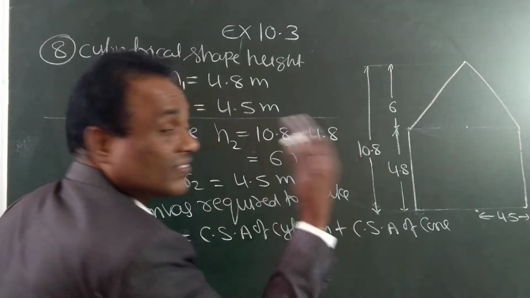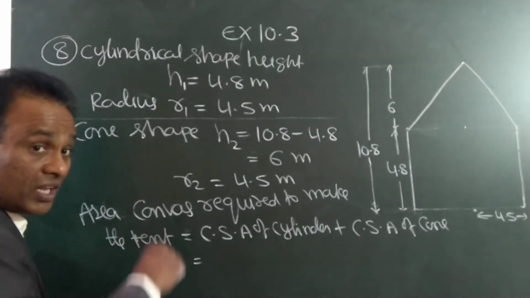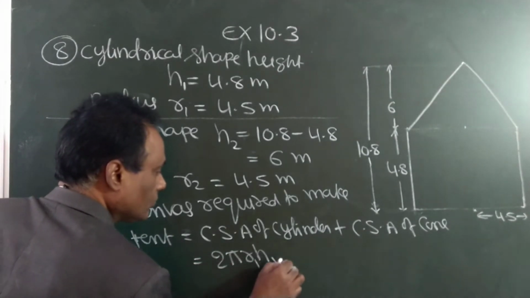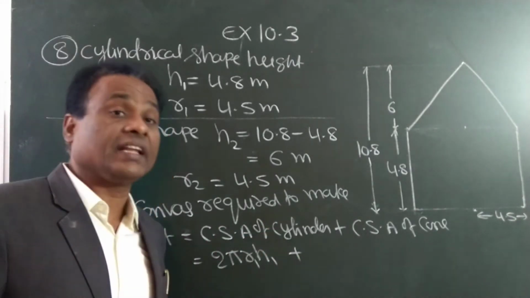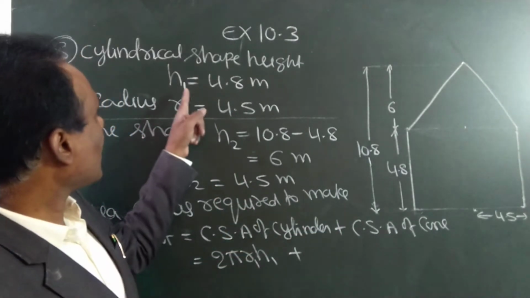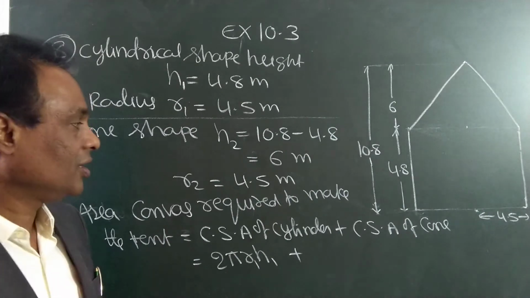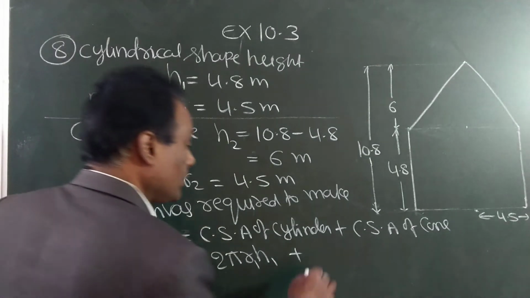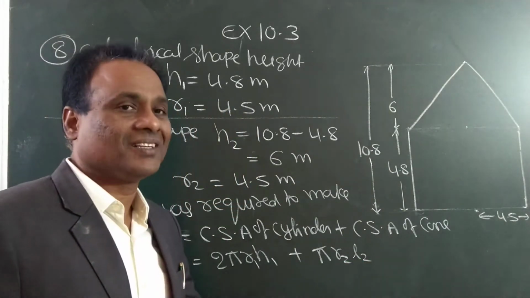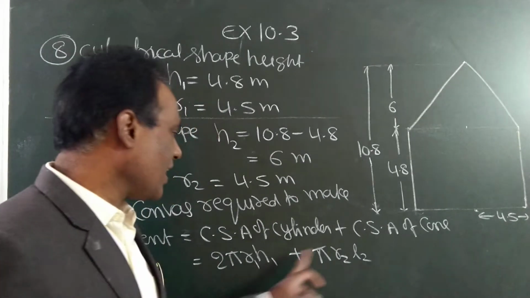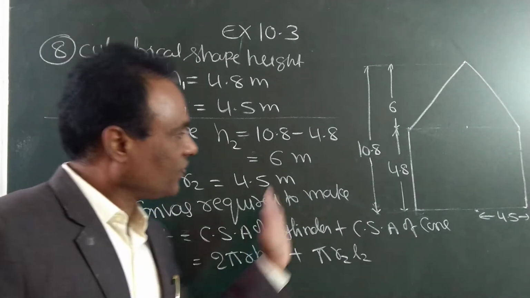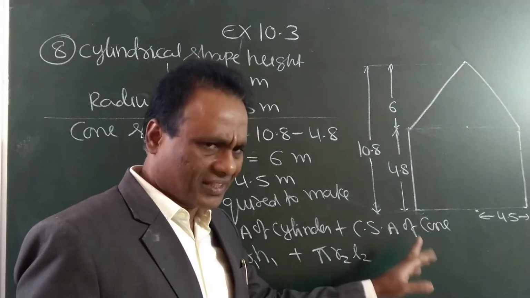What is the curved surface area of the cylinder formula? Check the cylinder formulas: 2 pi RH. Curved surface area of the cylinder is 2 pi R1 H1, plus the cone curved surface area, pi RL. For the cone I am not using the same R, to avoid confusion. For the cylinder I will use R1, H1, and for the cone I will use R2, L2, different symbols.